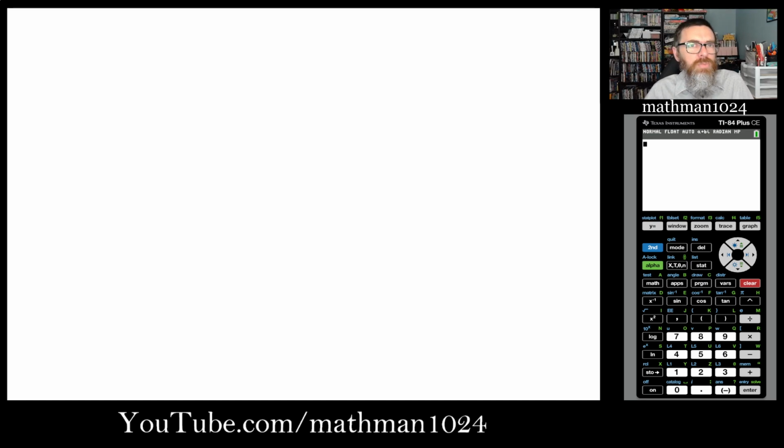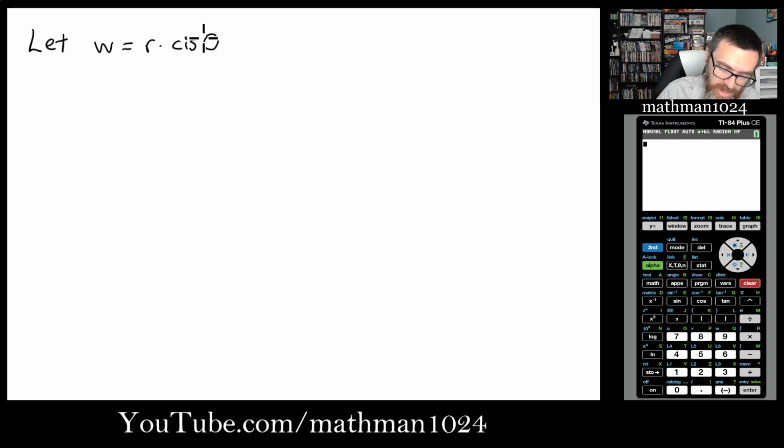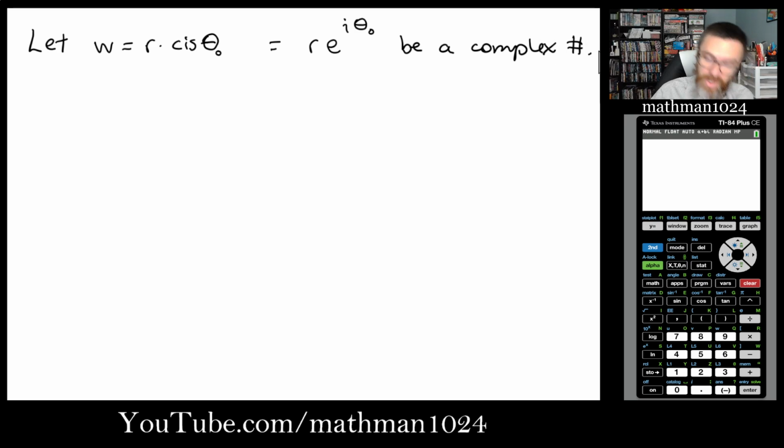All right, so we can use de Moivre's theorem to, instead of raising to a power, do the opposite, the inverse of that, and find roots. So if we let W equal R times CIS of theta sub 0, or let's call this R e to the i times theta sub 0, let this guy be a complex number. Okay, let's start there.